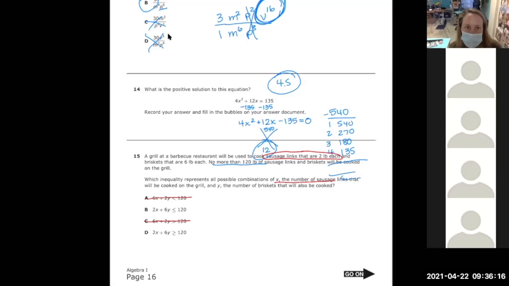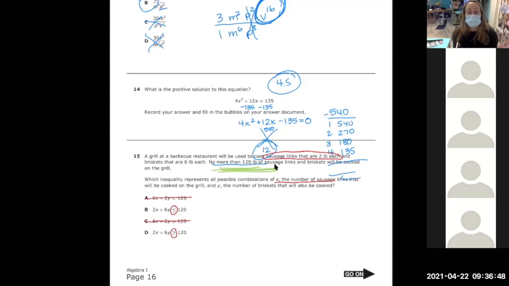So now it's between B and D, and the difference between B and D is the inequality. So one is eating the 120 and one is eating the sausage and brisket. Okay, so the 120 number is right here. No more than 120 pounds of them. So if it can be no more than 120, which number is bigger? 120 or the number of sausage and briskets? That's what you should ask yourself.